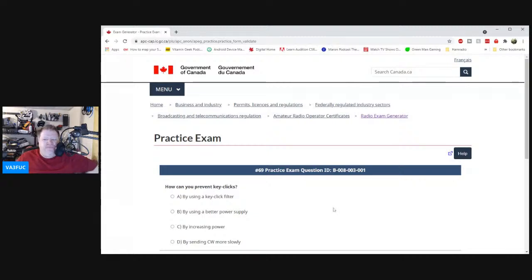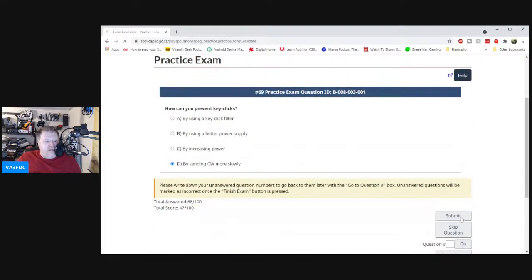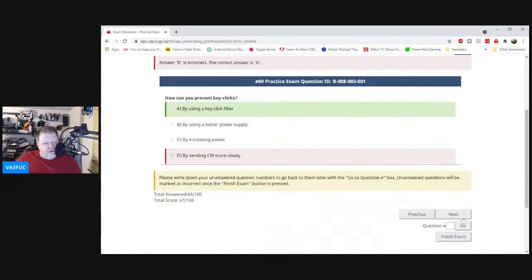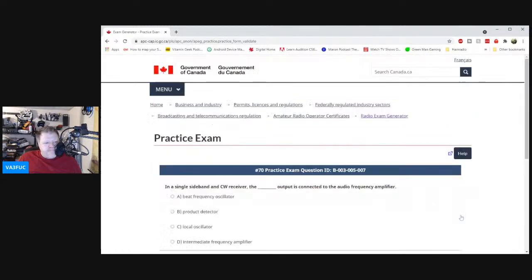Key clicks. Key clicks is the sparking of your key when you press down on it, and it's sparking by the power. So they're asking, how do you fix this? By using a key click filter, by using a better power supply, by increasing the power, or by setting CW more slowly. If I remember correctly, it's setting it more slowly. Not a key click filter. No, it's a key click filter. That's what they were looking for. Okay. So I would have had that right if I went with my gut.